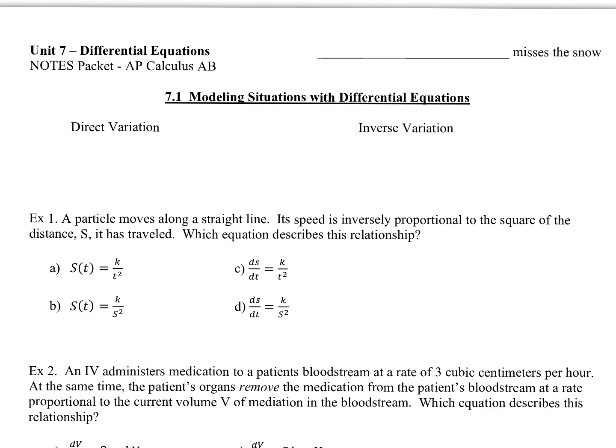Direct variation is when one thing goes up, the other goes up. For example, the more you study, what typically happens? The better your grades, right? The less you study, the worse your grades, okay? That'd be a direct variation. As one goes up, the other goes up.